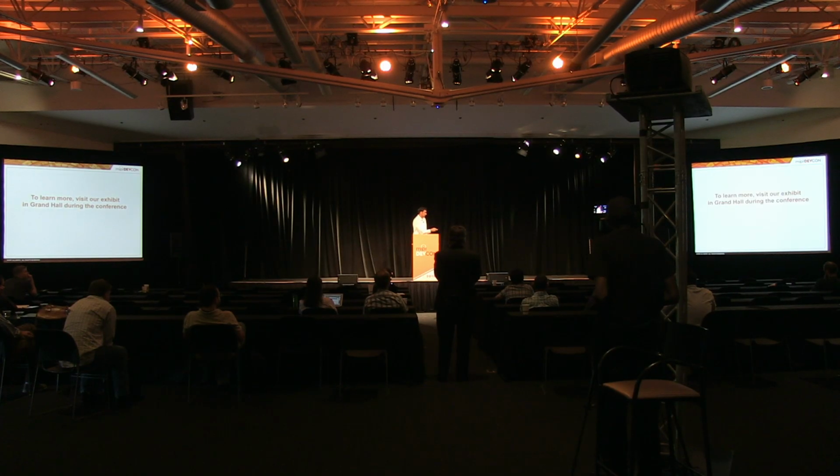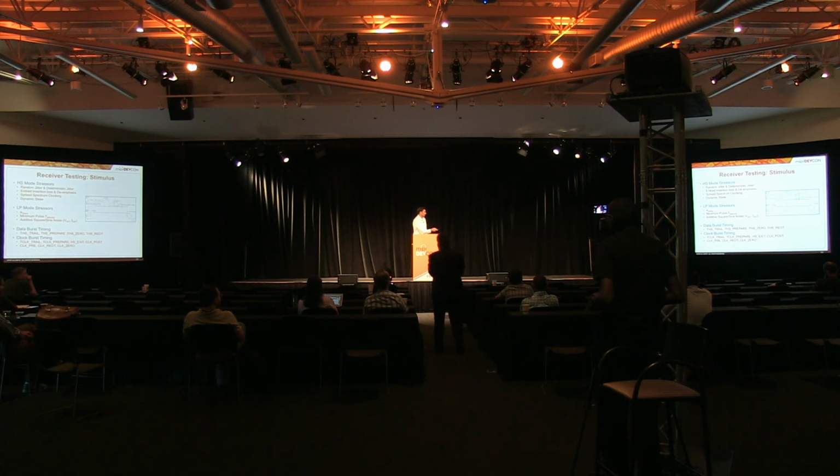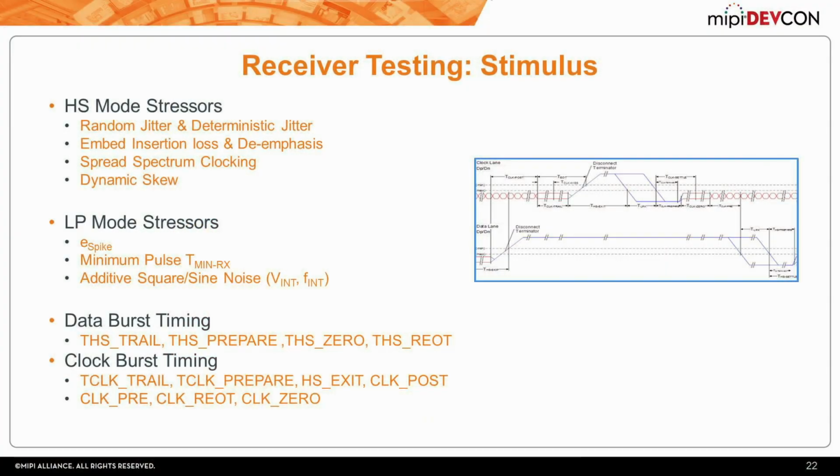Sure. Yeah, maybe it's repeated in this one. Okay. So, I'm not a designer, right? I'm a test guy, so I'll tell you my take on it. To make the LP receiver as robust as possible, the spec has specified these impairments or stresses to be tested with, to make the LP receiver more robust.